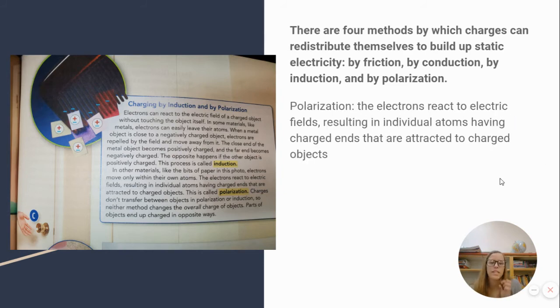And finally, we have polarization. The electrons react to electric fields, resulting in individual atoms having charged ends that are attracted to charged objects. In other materials, like the bits of paper in this photo, electrons move only within their own atoms. This is called polarization. Charges don't transfer between objects in polarization or induction, so neither method changes the overall charge of objects. Parts of objects end up charged in opposite ways.